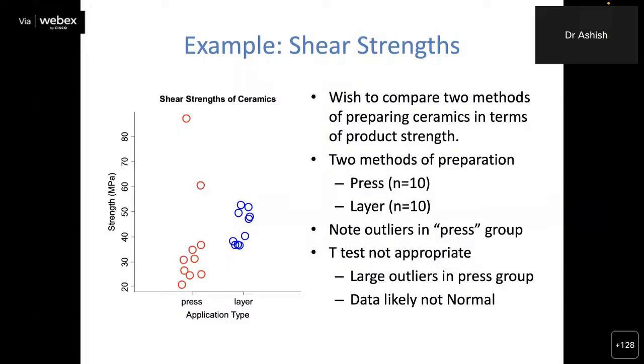You can see that this red one is the press method, and this blue one is your layer method. In the press method there is one outlier, and these two are a little bit outlying, lying far from the rest of the values, whereas the blue one is more or less homogeneous. Because of this outlier, the data set might not follow the normal distribution. In that case, the t-test might not be appropriate. So we will be using a non-parametric test, that is the Wilcoxon rank sum test.